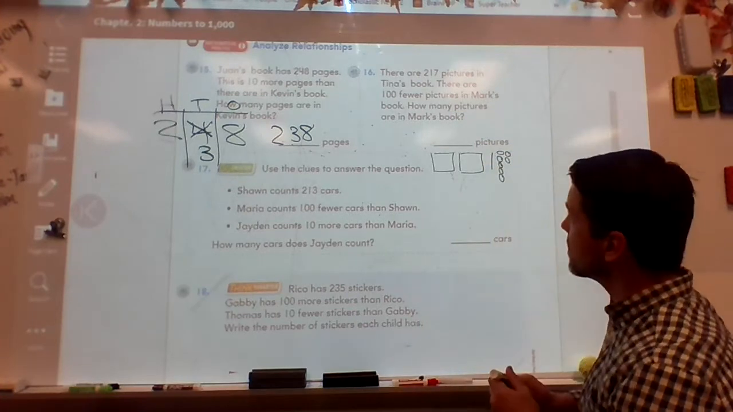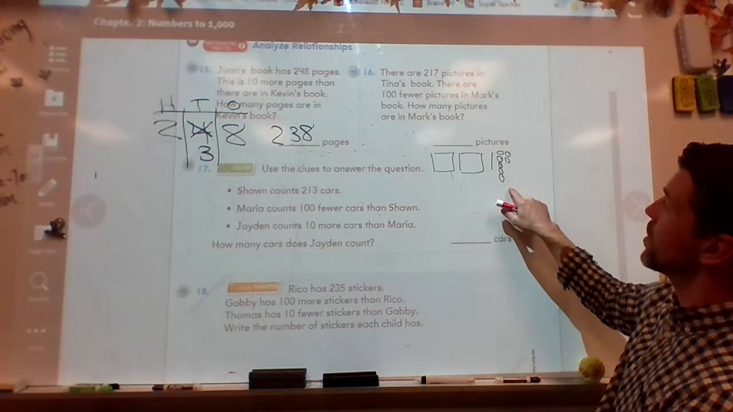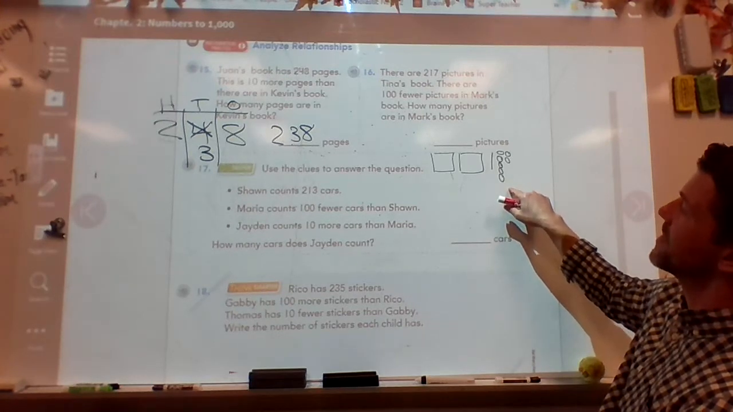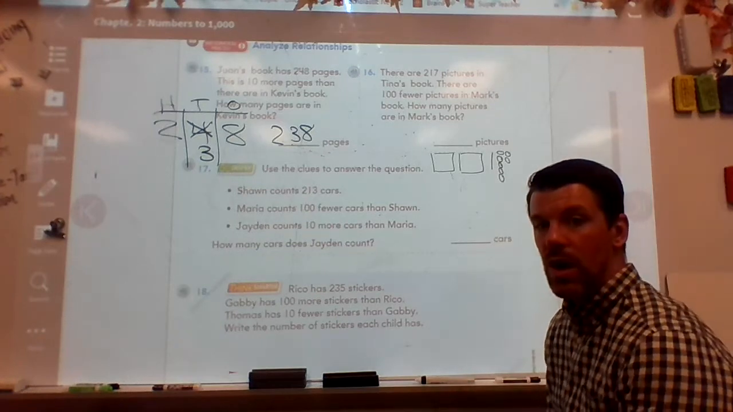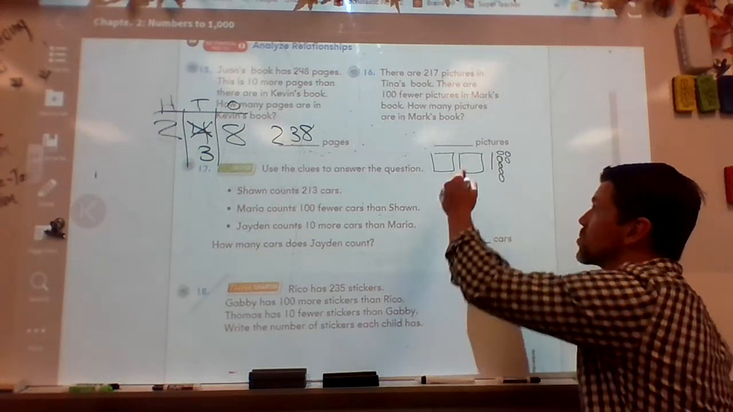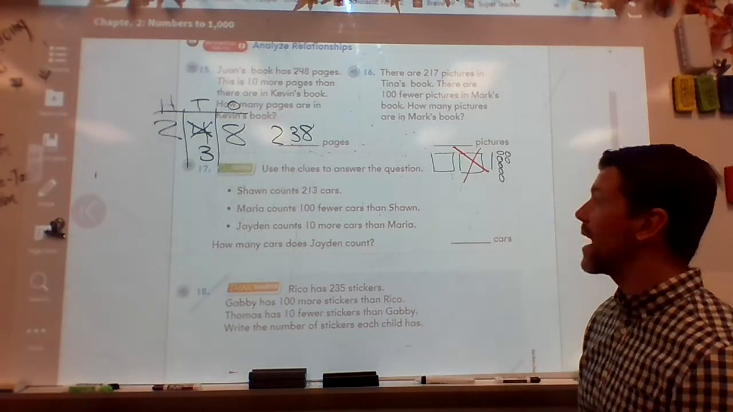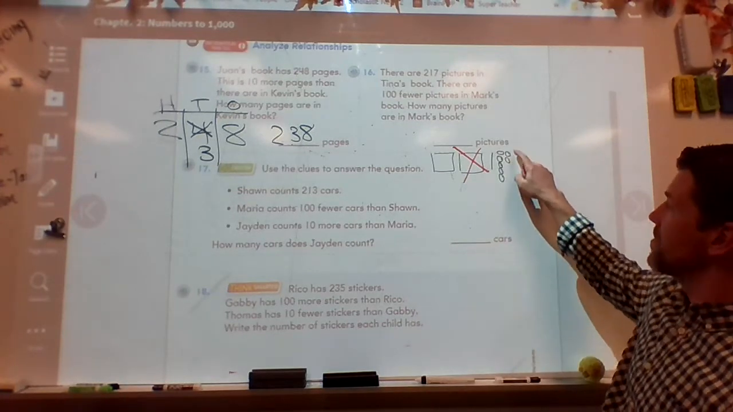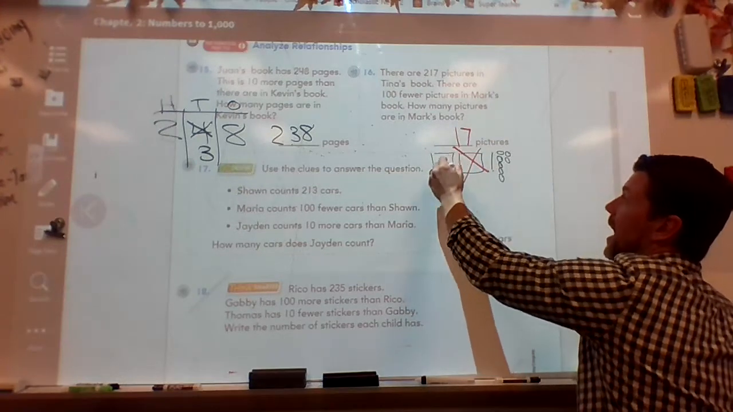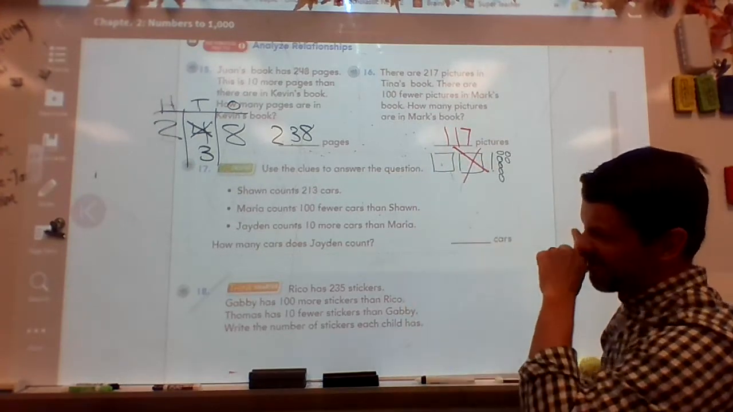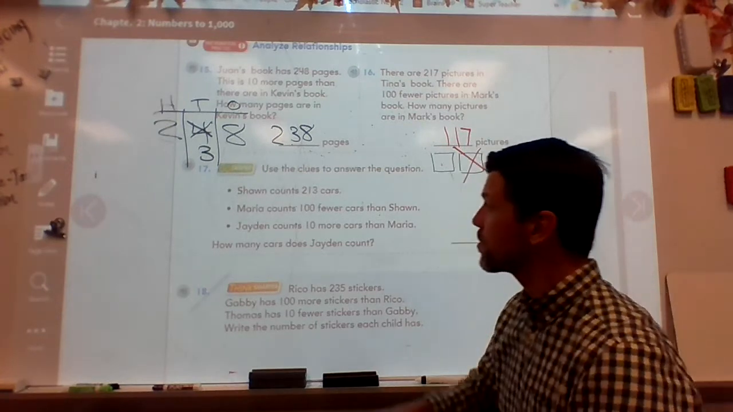All right. Once I do that, I'm going to reread the problem. There are 217 pictures in Tina's book. There are 100 fewer. So 100 fewer means I need to subtract. So I'm going to take away 100. So now what do I have left? 5, 6, 7 ones, 10, and 100. All right. So that is how you go about those problems.